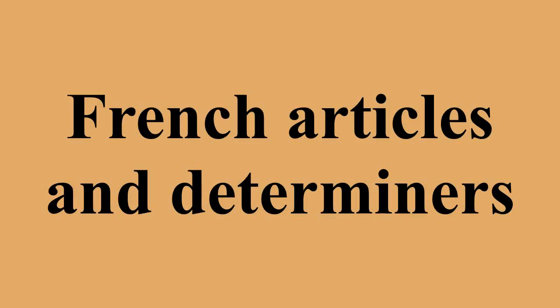Articles. French has three articles: a definite article, corresponding in many cases to English "the", an indefinite article, corresponding to English "a", and a partitive article, used roughly like "some" in English.